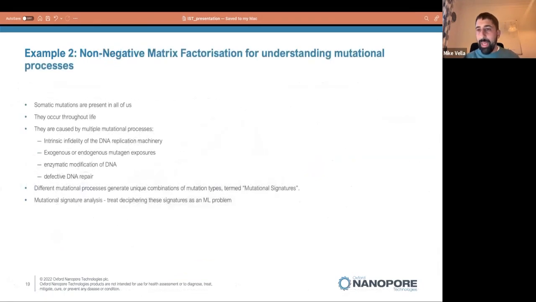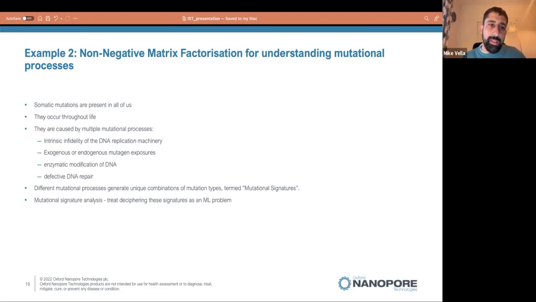So I also want to talk about a non-deep learning method, because the title of my presentation is machine learning. It's not really deep learning, and all I've spoken about so far is deep learning. So I want to talk about some work, a method called non-negative matrix factorization for understanding something called mutational signature analysis. This is something I'd worked on in a previous life, worked on the acceleration of one of these methods with the Sanger Institute.